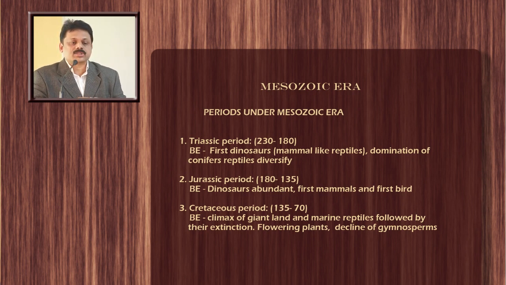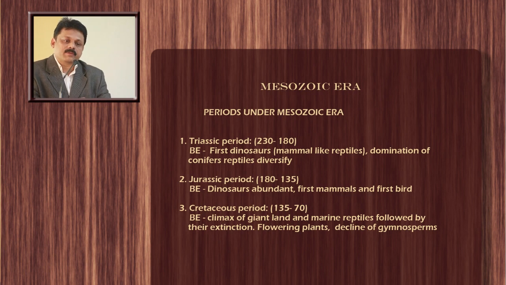It also saw the domination of conifers and the reptiles diversified. So quite a few important biological events took place during the Triassic period, such as it saw the dinosaurs, it saw the diversification of the reptiles, it also saw the diversification of conifers. Those are the important biological events that took place during the Triassic period.